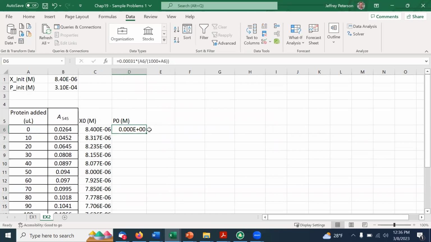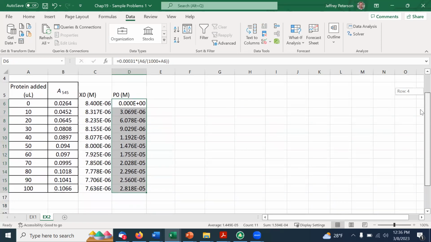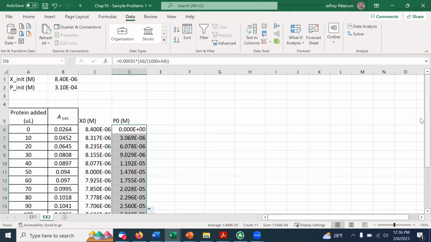If I add no protein, the concentration is 0. That makes sense. And this number goes down. Sorry, it goes up as I add more protein. This is all looking right. Those are my initial concentrations of ligand and protein.